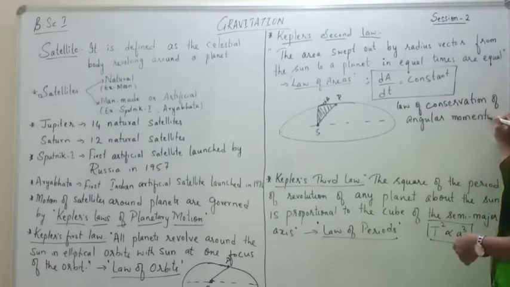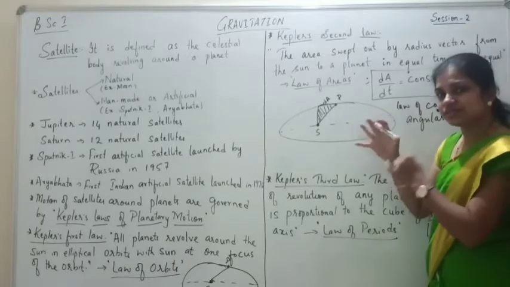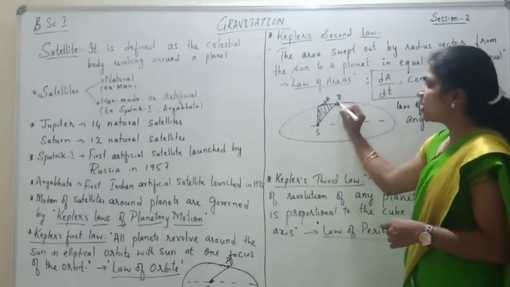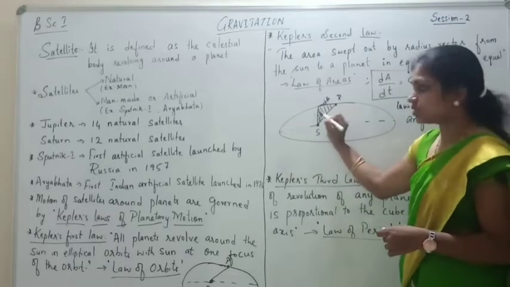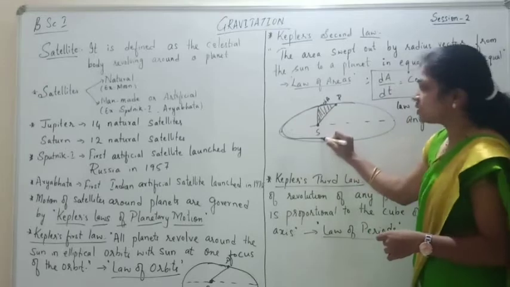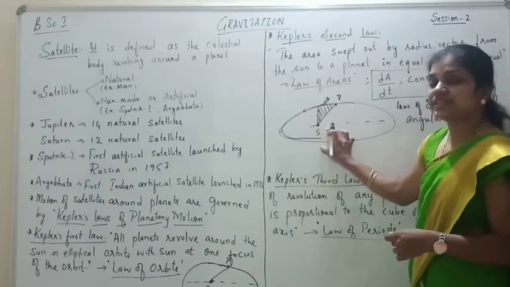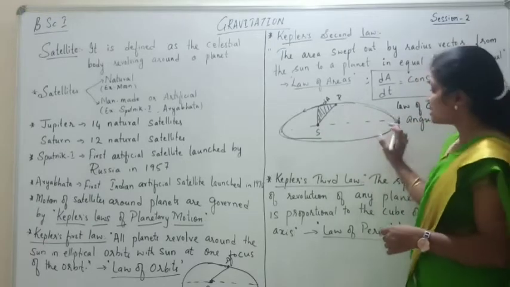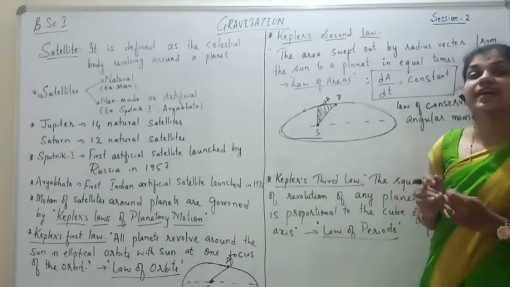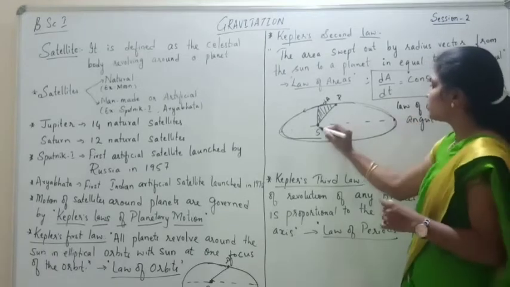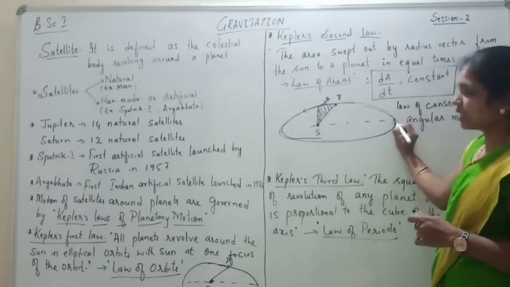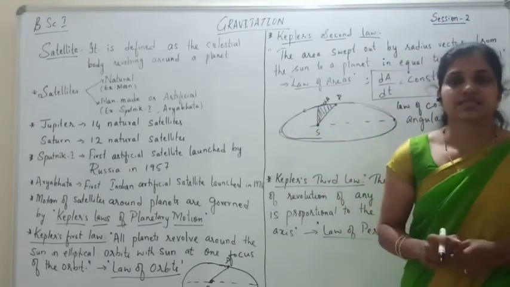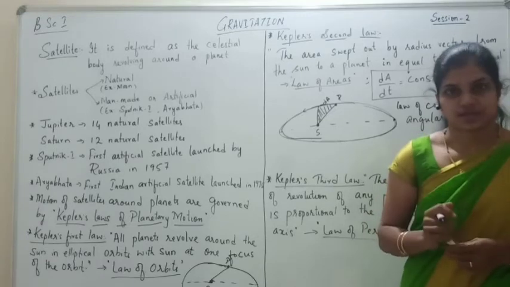And what is the significance of this law? This law states that the planet, when it is revolving around the sun, moves rapidly, that is very fast, when it is near the sun. And as it goes far away from the sun, the speed of the planet goes on decreasing. When it is far from the sun, it moves very slowly, and when it is near the sun, it moves very fast. This is the significance of Kepler's second law.